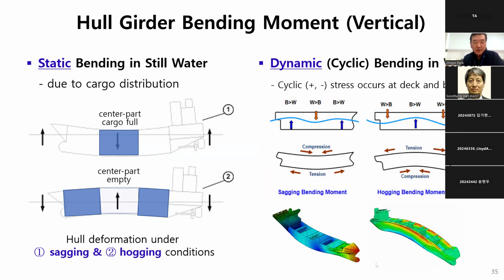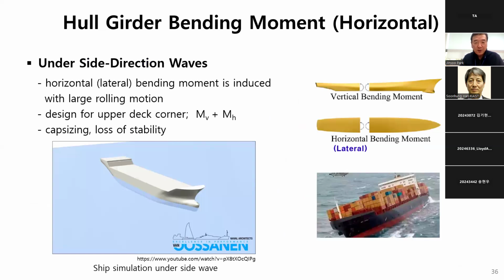In this stage, we investigate cargo distribution and wave conditions. How are they combined? It is a very important question from the design point of view. The second one is hull girder bending moment in the horizontal direction.